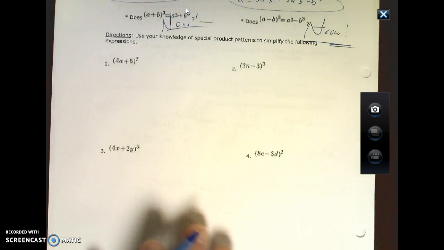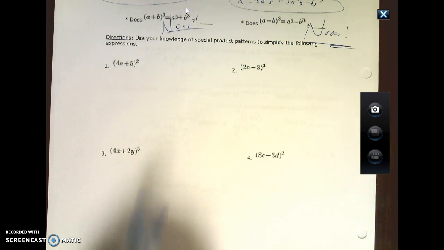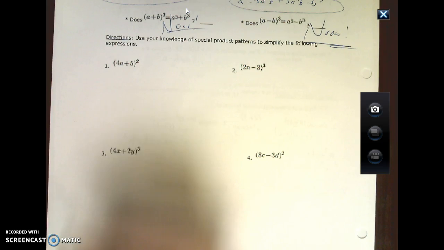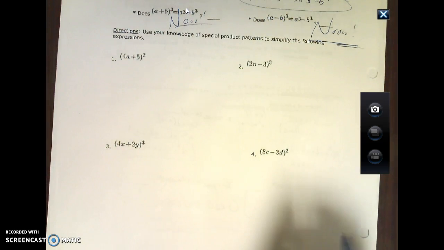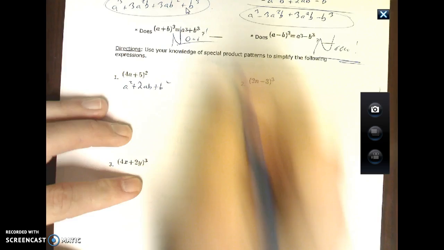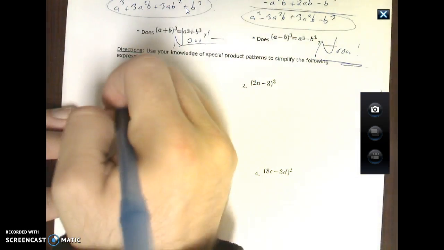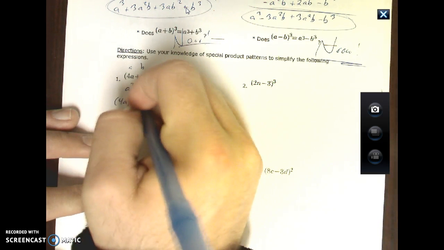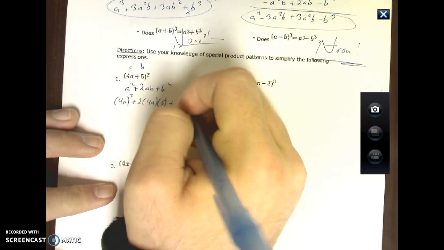Alright. Now, I'm going to show you guys the special patterns here. Disclaimer, if all else fails and you forget the patterns, you can do it the other way. You guys know what I mean by that. I mean you can literally write out 4a plus 5, 4a plus 5, and then you go from there. My pattern here is this. Okay, this is a, this is b. Alright, I'm doing 4a squared plus 2 times 4a times 5 plus 5 squared.